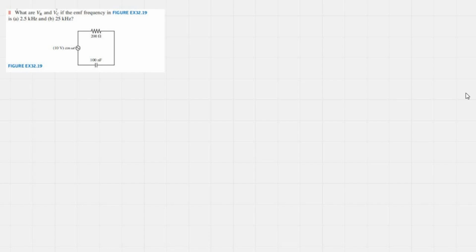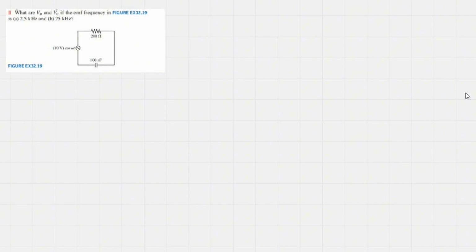Hello everyone, today I will solve a B-level RC circuit problem using a simulation. So this circuit has a resistor of 200 ohms, a capacitor of 100 nanofarads, and an AC source with amplitude 10 volts. We need to find the voltage across the resistor and the capacitor at two different frequencies.